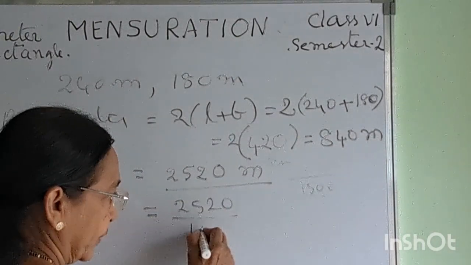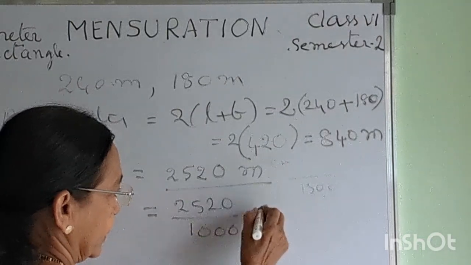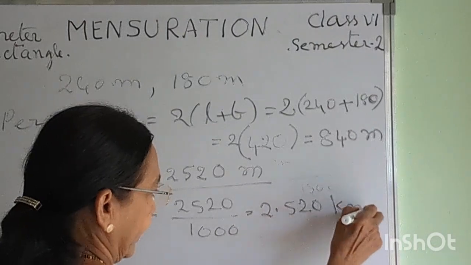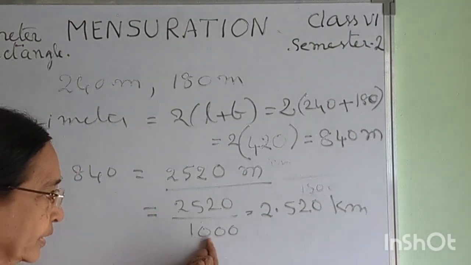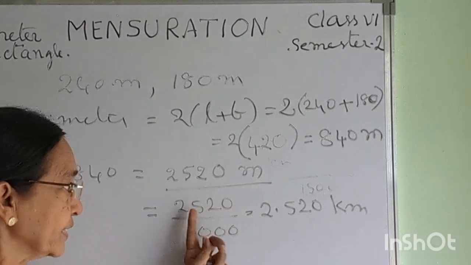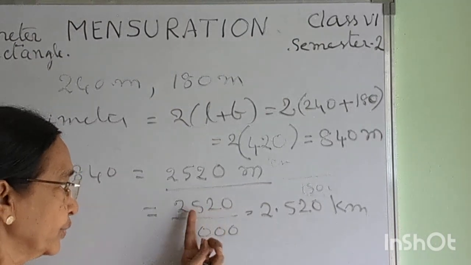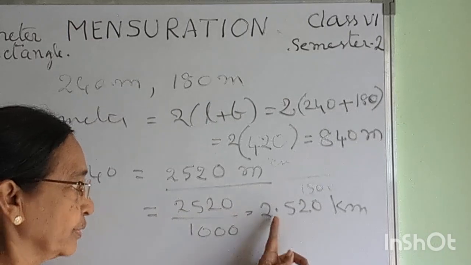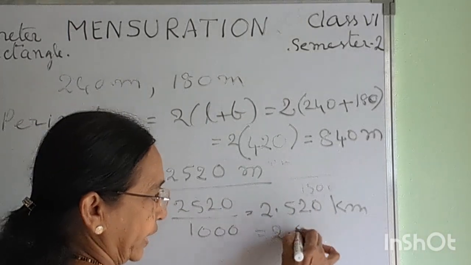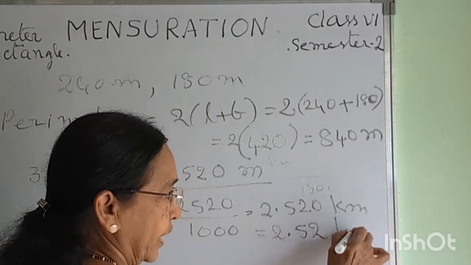we have to divide it by 1000. That is equal to 2.520 kilometers. Because it is 1000, there are 3 zeros here. We have to put a point after 3 digits from right to left. 1, 2, 3. 2.520 kilometers. This 0 has no value, therefore we can write it as 2.52 kilometers.